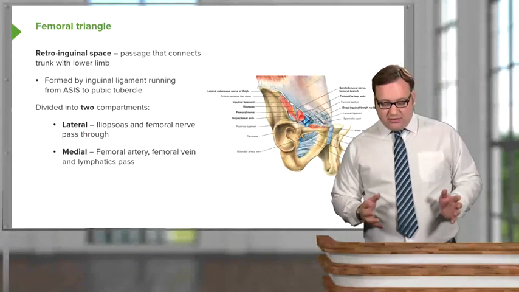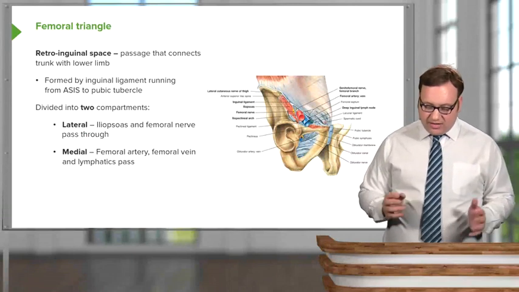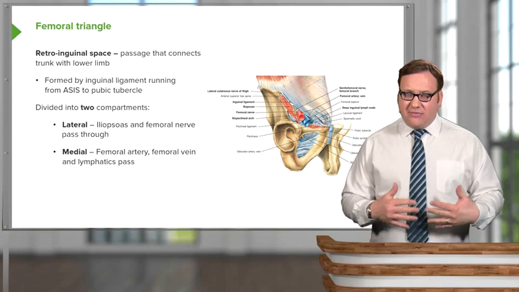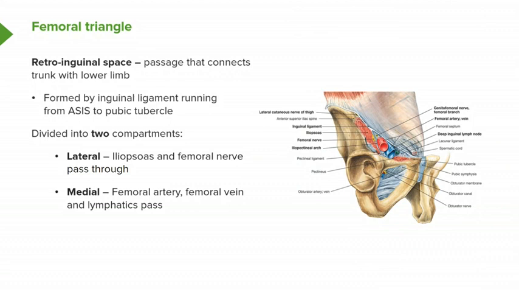This femoral triangle receives the femoral artery and the vein and the femoral nerve, which have passed from the abdomen, and they enter into the lower limb via the retroinguinal space. The retroinguinal space is a passage that connects the trunk with the lower limb. We can see that the retroinguinal space lies behind the inguinal ligament. So we can see the inguinal ligament here. It's running from the anterior superior iliac spine all the way down to the pubic tubercle.